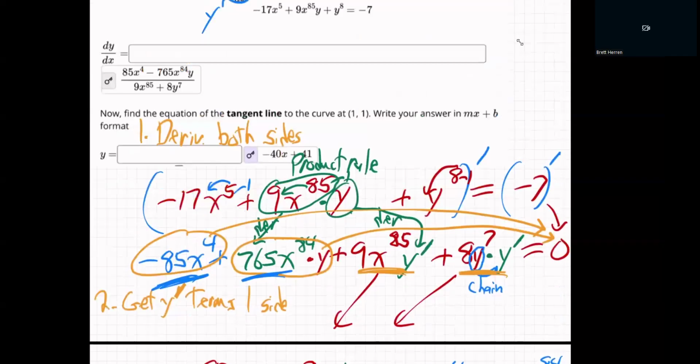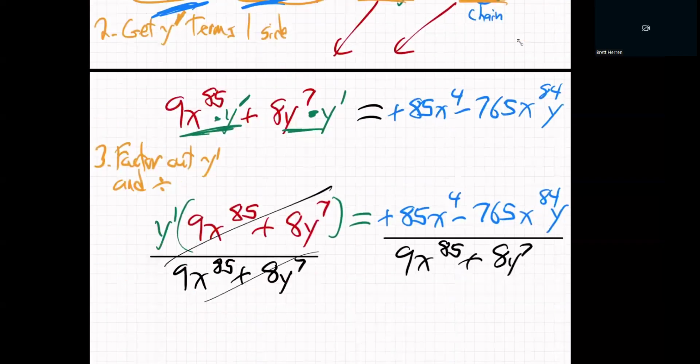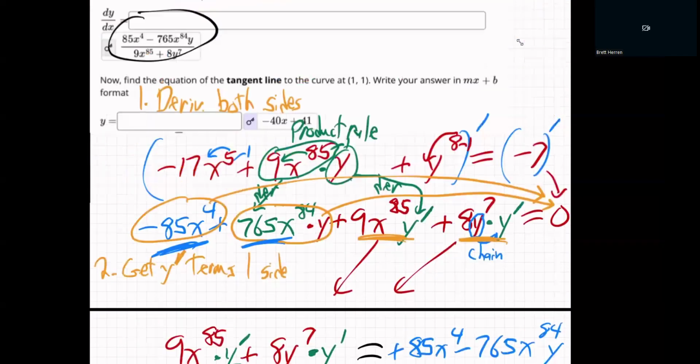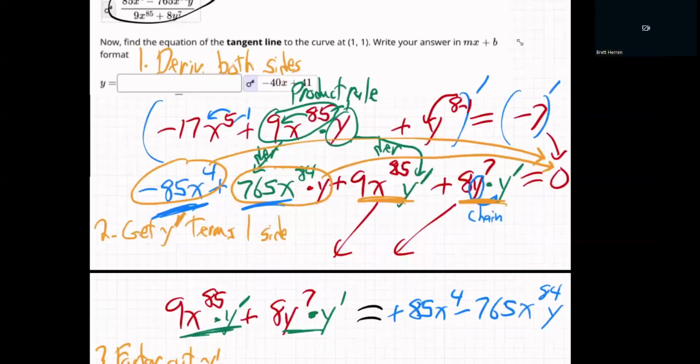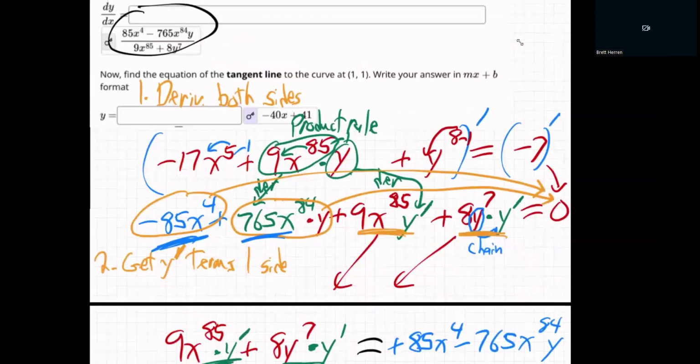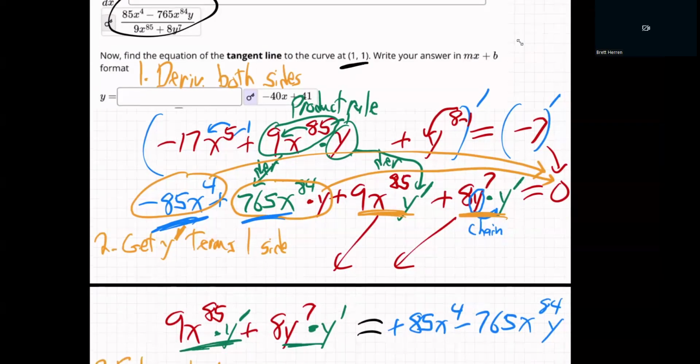Now, what do they want from us? So first off, there's our first answer, right? y prime equals 85x to the 4th minus 765x to the 4th y, over 9x to the 85th plus 8y to the 7th. Okay, now, second part. They're giving us the point 1, 1. They want us to find the tangent line.